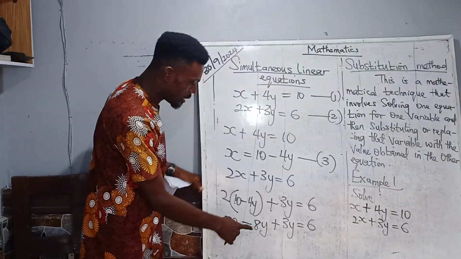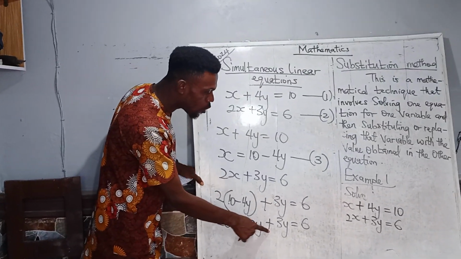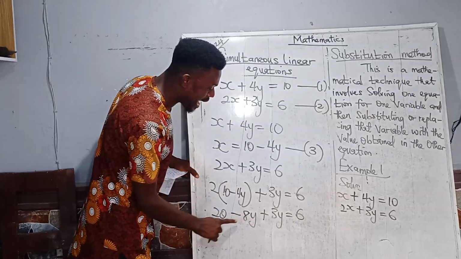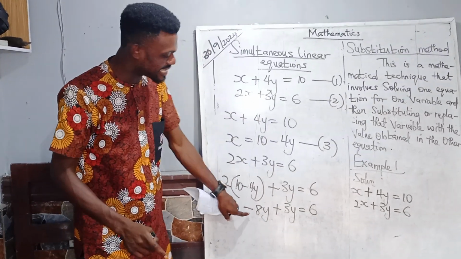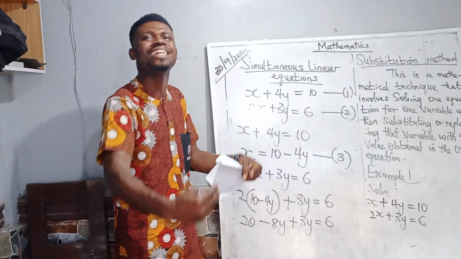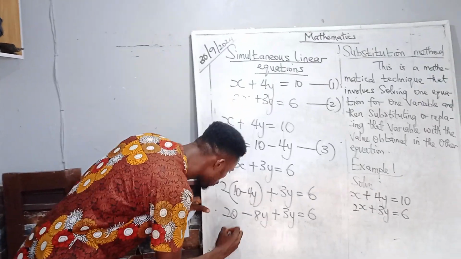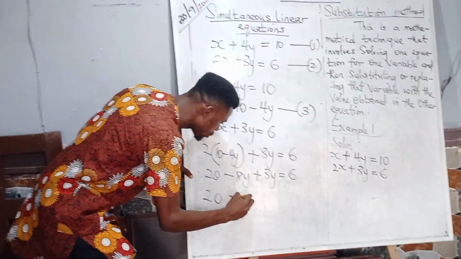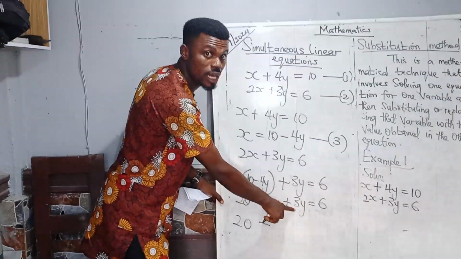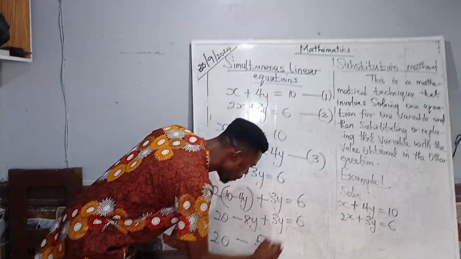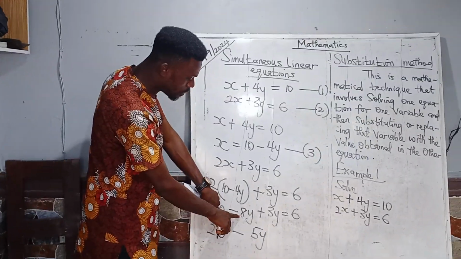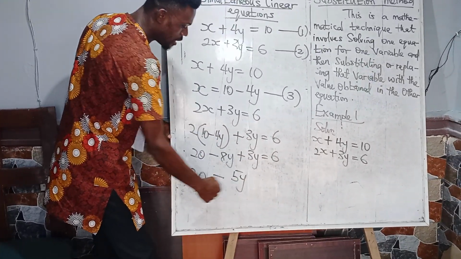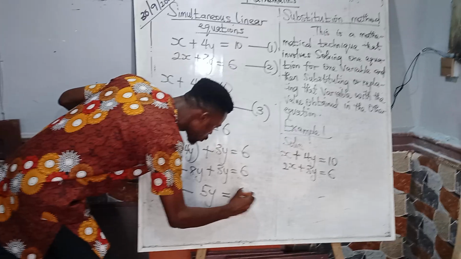Now, how do I factorize? Minus 8y plus 3y. As a rule in mathematics, if you have two different signs, the rule is pick the sign of the bigger number and subtract. So I have 20 minus 8y. 8y is bigger than 3y, so I pick minus. Then 8y minus 3y gives me 5y. Again, pick the sign of the bigger term and then subtract. 8 minus 3, that's 5. So 20 minus 5y equals 6.